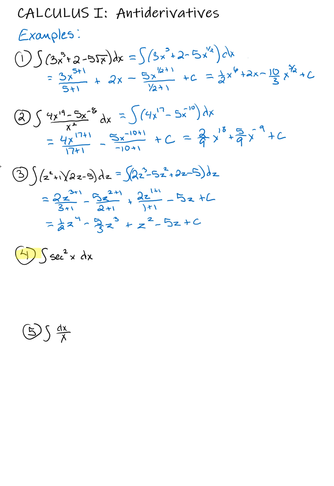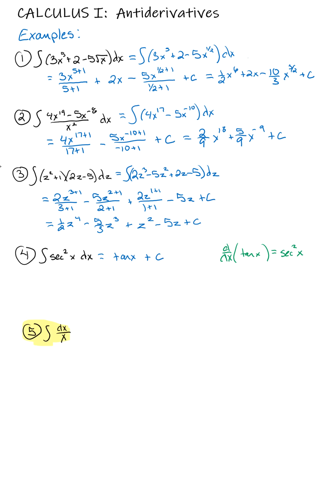Now, example 4 looks interesting. We're going to integrate secant squared x dx. What we need to remember here is that the derivative of what function results in secant squared. It turns out that's the tangent function if we remember our derivative rules. Therefore, the integral of secant squared x dx is simply the tangent of x. But don't forget, we have that arbitrary constant.